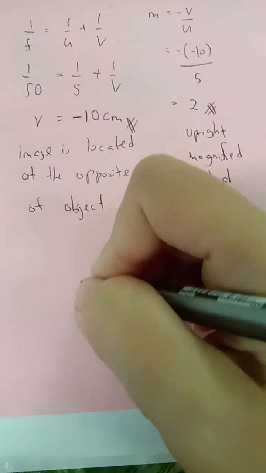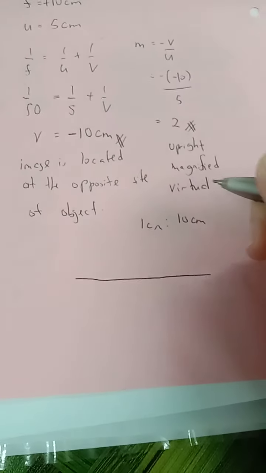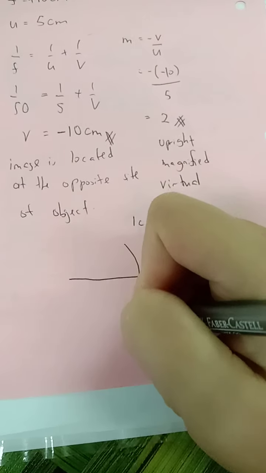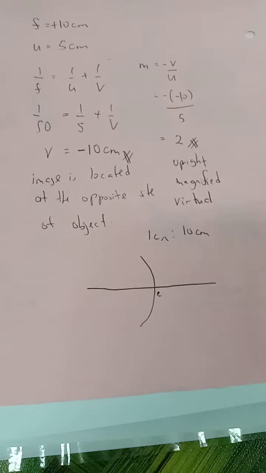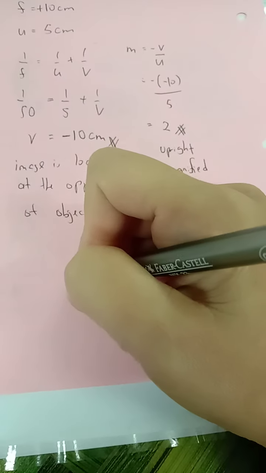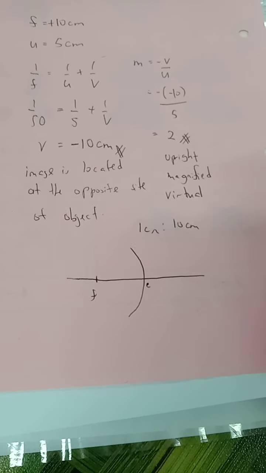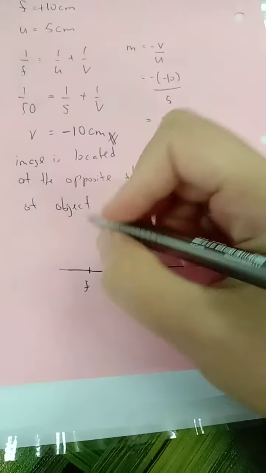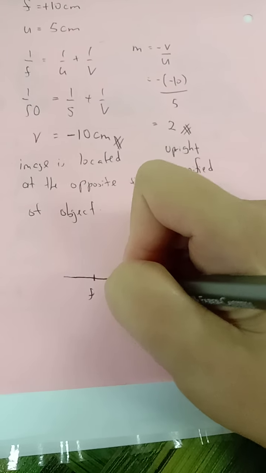So I have my central axis, and this is a concave mirror. This is how a concave mirror looks like. This is my center. My focal point is 10 centimeters, so roughly about here is my focal point, and my object is located 5 centimeters, let's say here. This is my object.